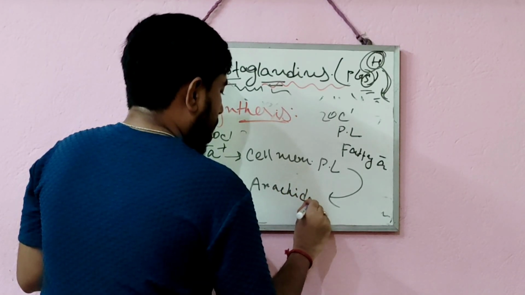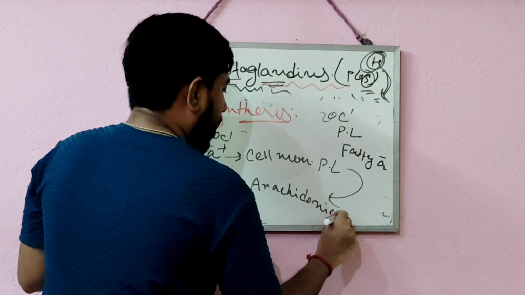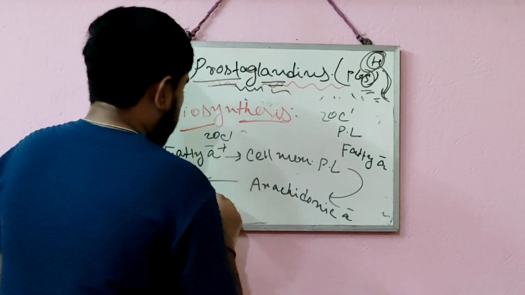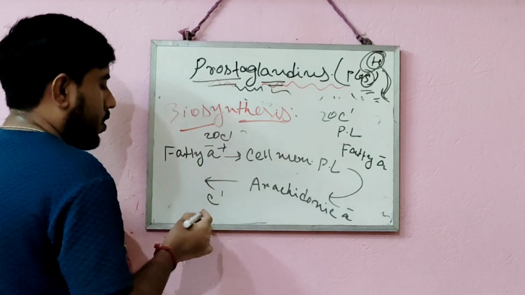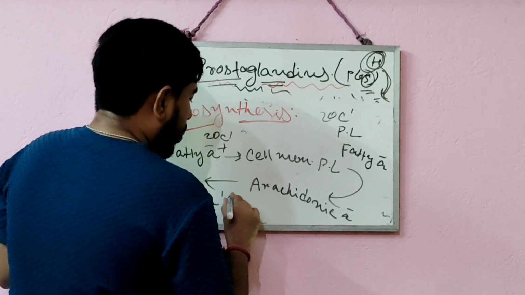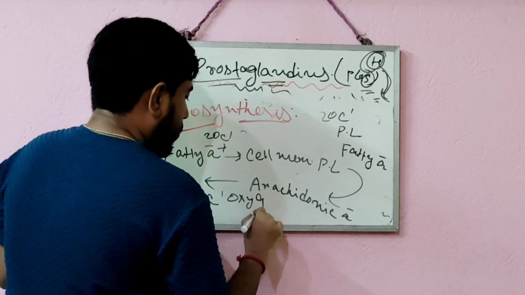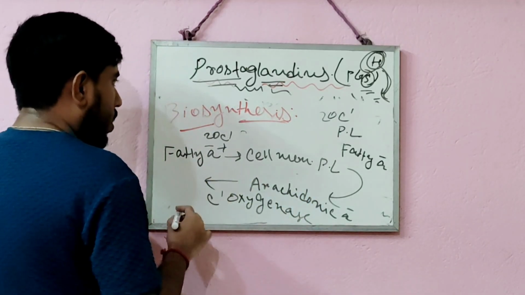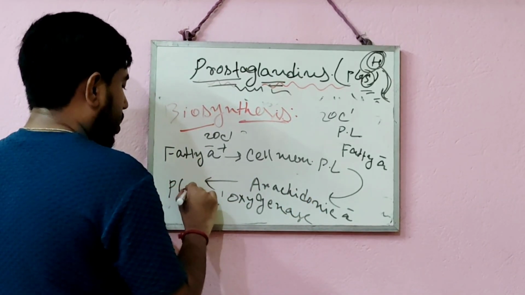acid. After the formation of arachidonic acid, in the presence of cyclooxygenase, that arachidonic acid will convert into prostaglandin.